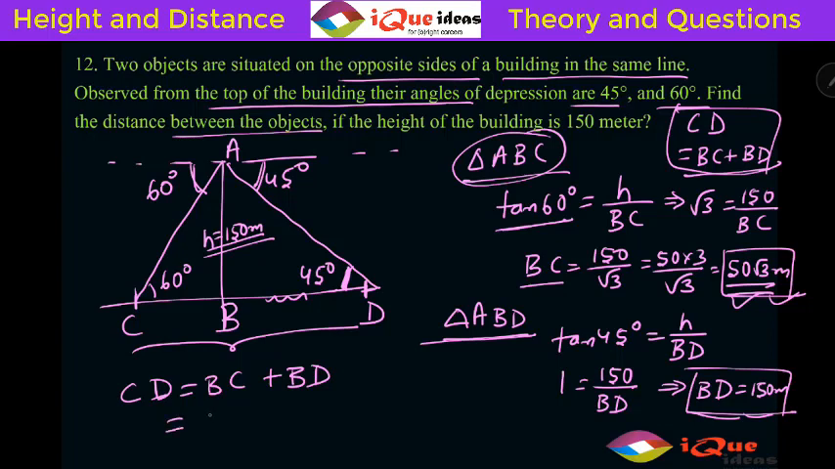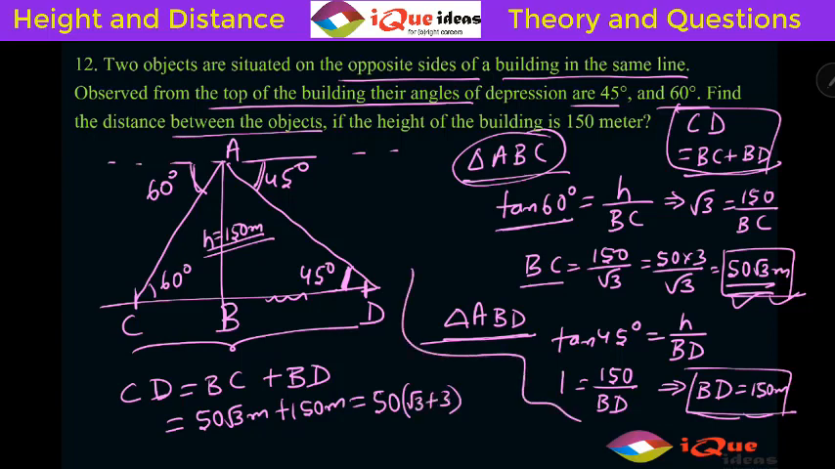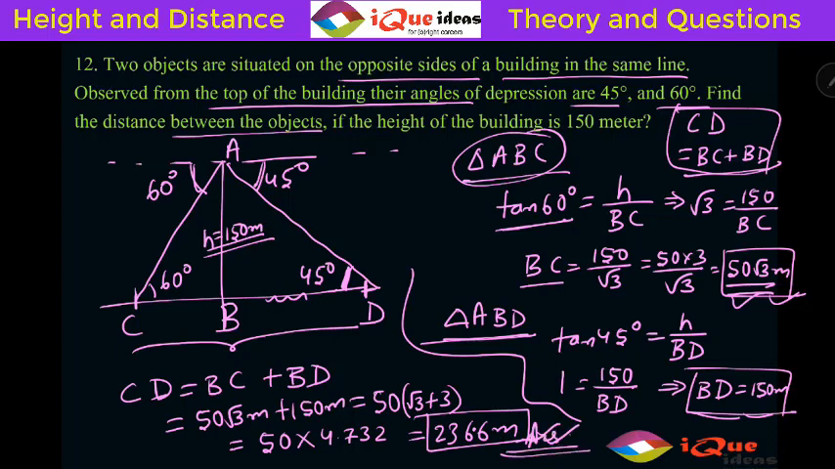So CD is equal to BC plus BD. All right, now BC is equal to 50 root 3 meters, BD is equal to 150 meters. So just add them. Take 50 common, you will have root 3 from the first one and 3 from the second one. Put the value of root 3 as 1.732. So this will become 50 into (3 plus 1.732), that is 4.732. And if you multiply, you will get 236.6 meters. All right. So the answer of this question is 236.6 meters, right? Now let's go to the next question.